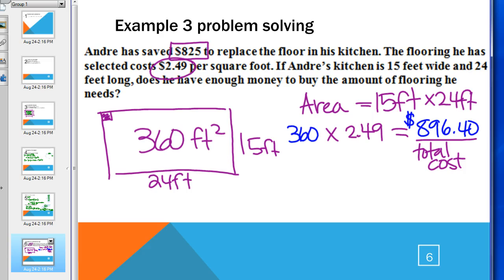Does he have enough money to replace his kitchen floor with this specific flooring that he wanted? He has $825. The total cost is pretty close to $900. He does not have enough money. He needs to continue to save or find a less expensive flooring to put down in his kitchen.